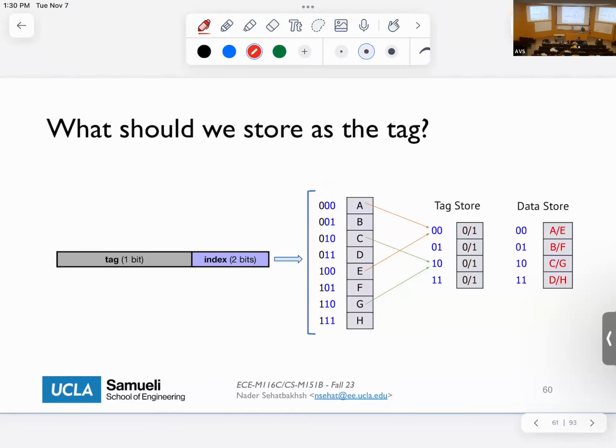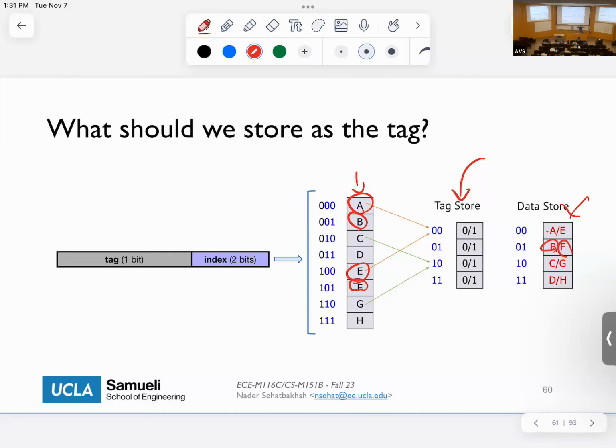Of course, I still need to store the data. The tag is just for knowing which address I have saved. So this is what we call a tag store. I still need to store the actual data. In this case, my actual data is this A, B, C, D, E, F, G. So I still need to store either A or E, depending on whether I'm storing this one or this one here, or B or F, whether I'm storing this one or this one.